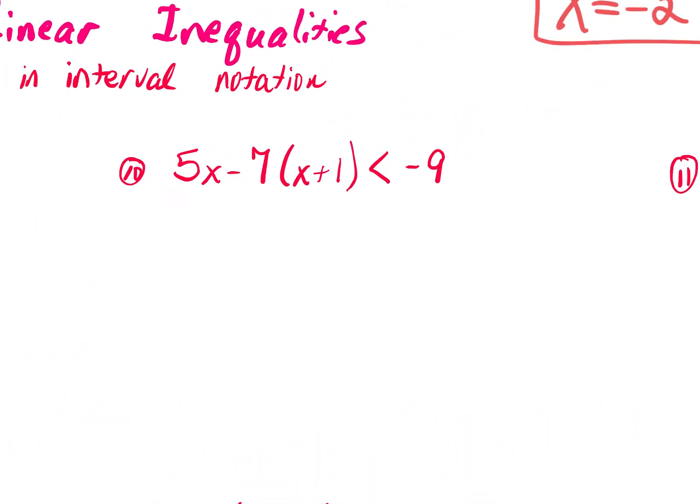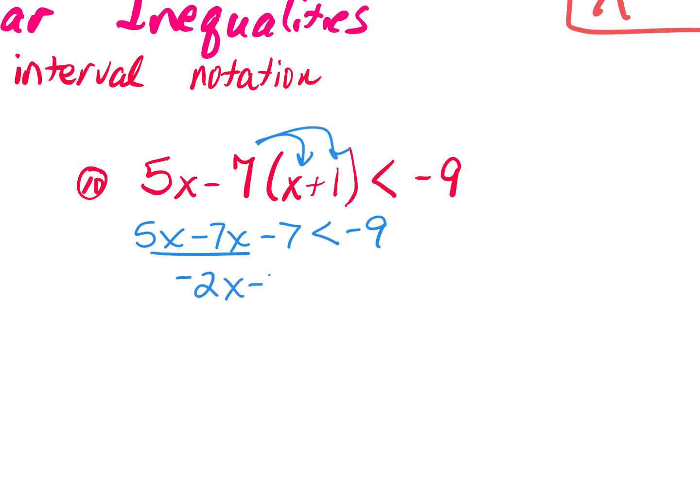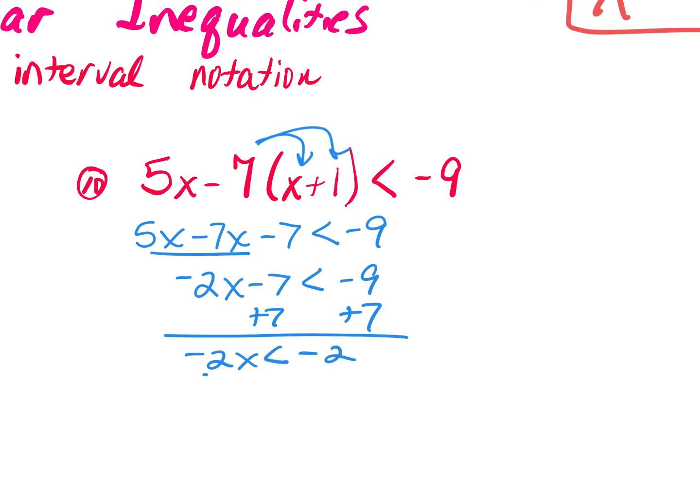All right, number 10, we're going to do the same thing. I have an inequality. The first thing I need to do is solve for x. So I'm going to distribute this negative 7 here. So I have 5x minus 7x minus 7 is less than negative 9. Combine like terms here. I have negative 2x minus 7 is less than negative 9. Let's add 7 to both sides. We have negative 2x is less than negative 2.